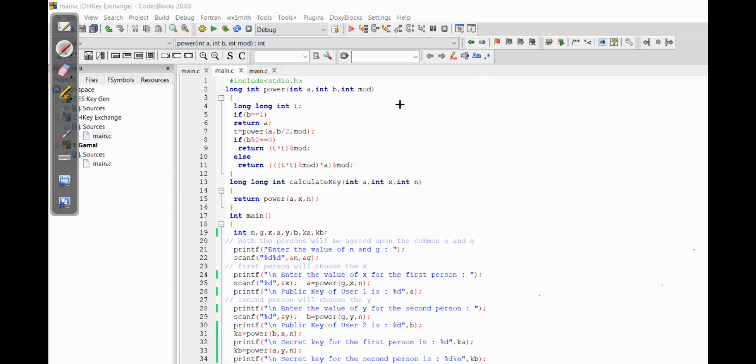I hope I'm audible, right? I can start explaining the coding part, right? Let me try to understand the coding part, right?